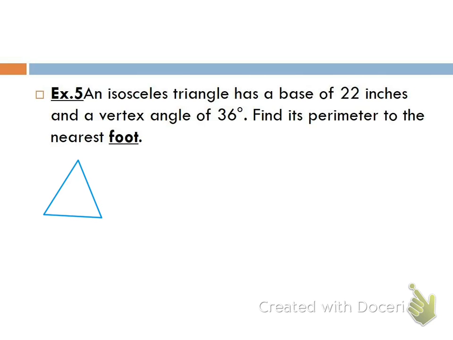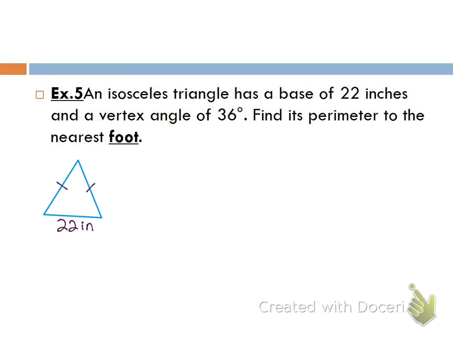Okay, because two sides are the same, we also know that two angles are the same. So if these are my two sides that are the same, the base is 22 inches. Is my base one of the congruent sides? No. The congruent sides are called legs. The base is the other one. So no matter which way you drew your triangle, the base is the one that's not congruent to the other two sides.